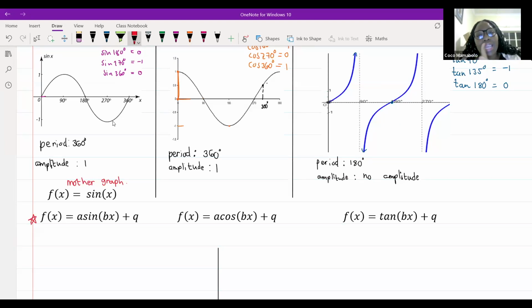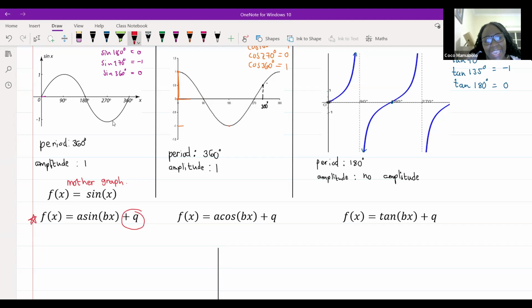Now, let's go back to when we were doing things like hyperbolas and parabolas and exponentials. What does Q do in any of those graphs? It's a shift. Good. What kind of shift? Good. It's a vertical shift. Right. It's a vertical shift.